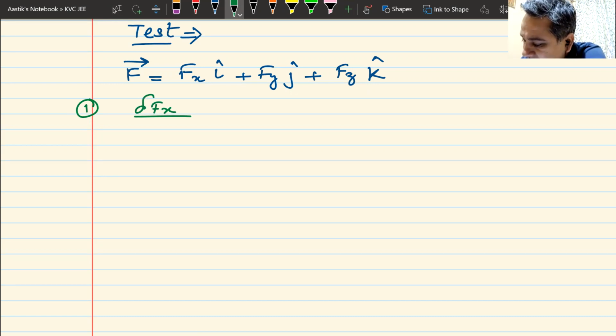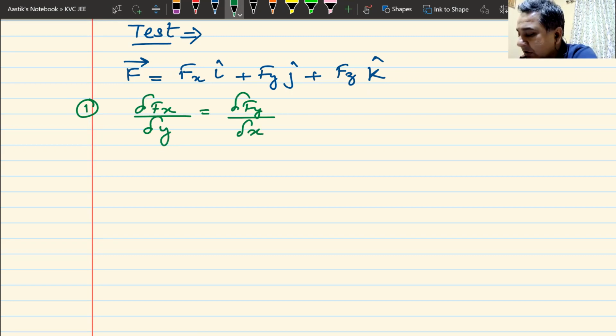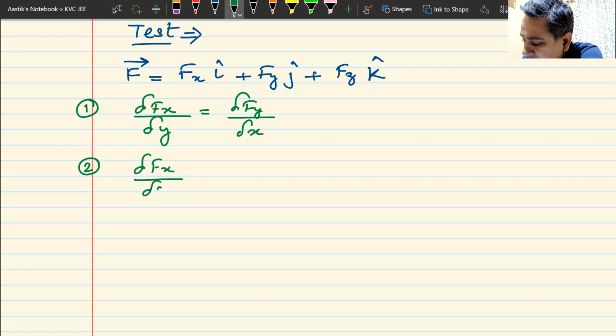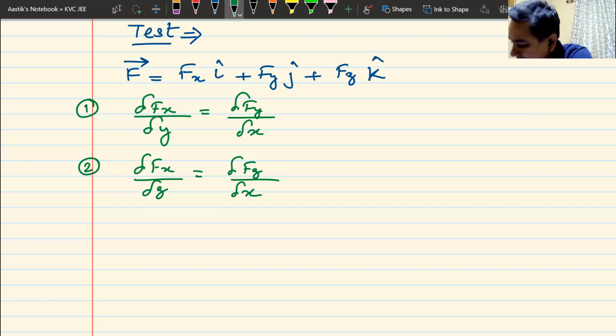Del Fx by del y should be equal to del Fy by del x. That is condition number one. I don't know whether you know the meaning of this del. Doesn't matter, you will come to know. The second condition would be del Fx by del z will be equal to del Fz by del x.